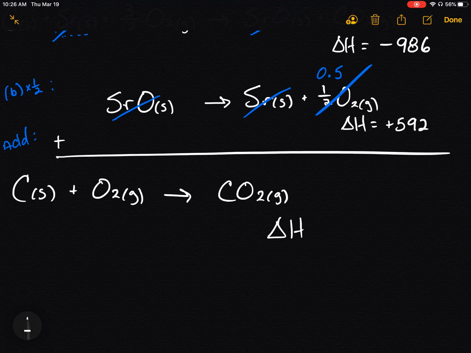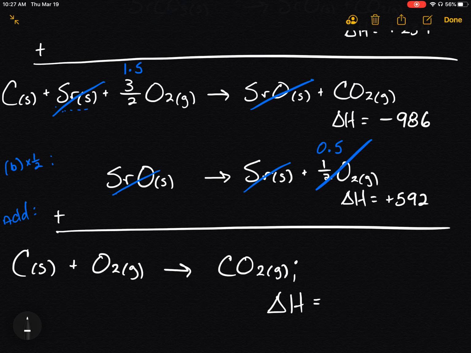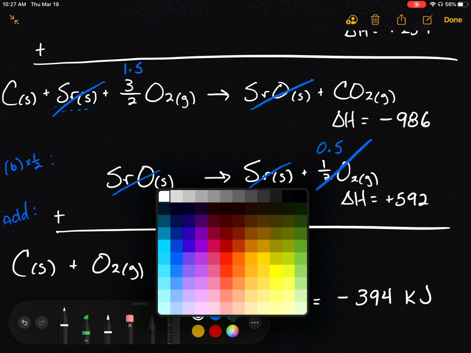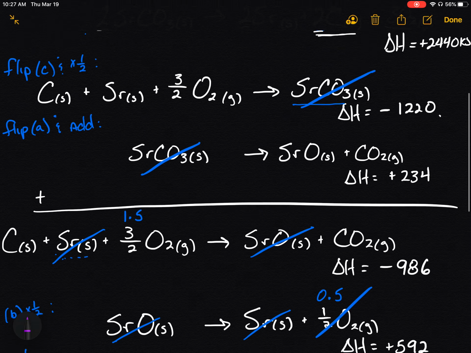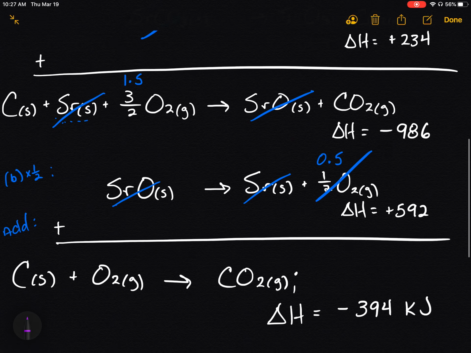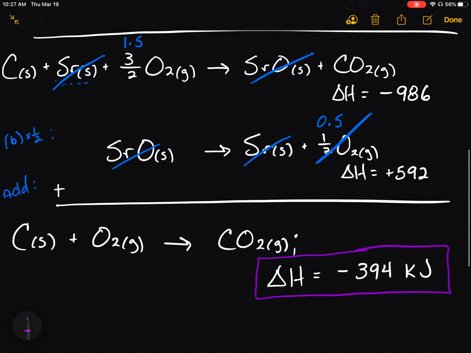And then delta H here is negative 986 plus 592, which is negative 394. And those units are still kilojoules. Just a note about sig figs here. So all of the data that we're adding together have no decimal places, and so our sig fig rules for addition and subtraction are to keep the least number of decimal places. So that means that we keep no decimal places for the final answer, which is fine because it doesn't have any decimal places anyway. But yeah, negative 394.